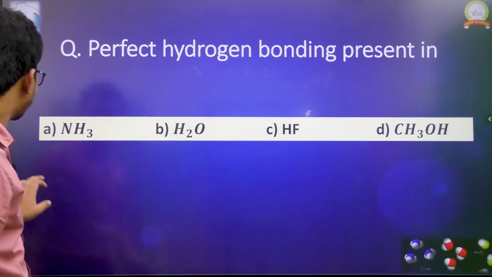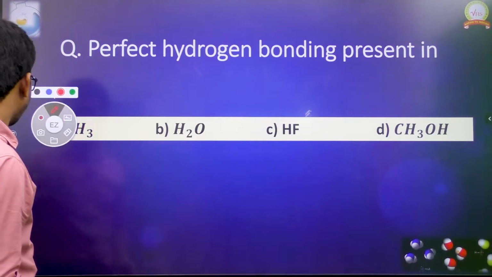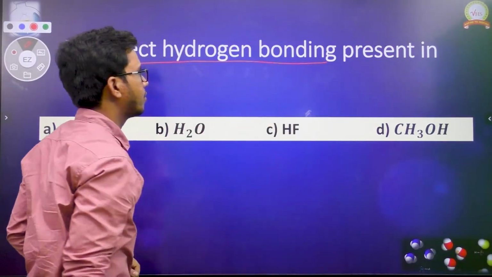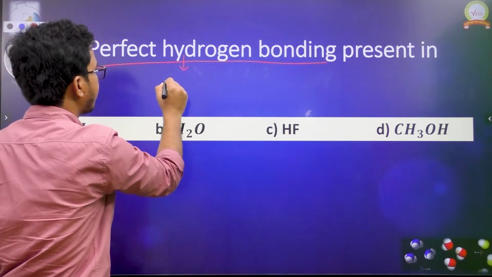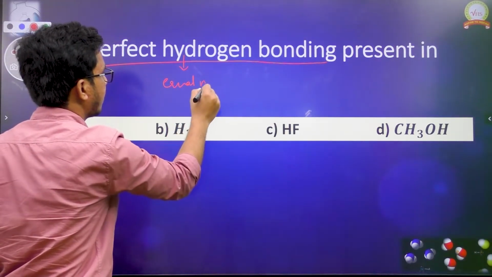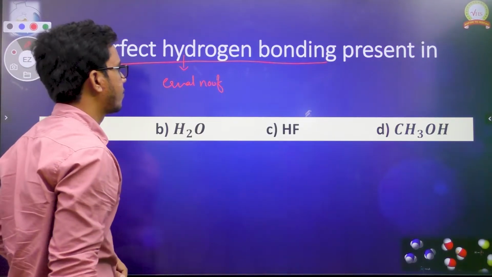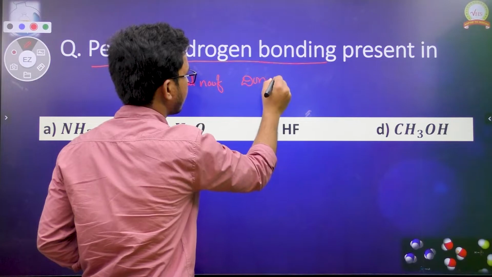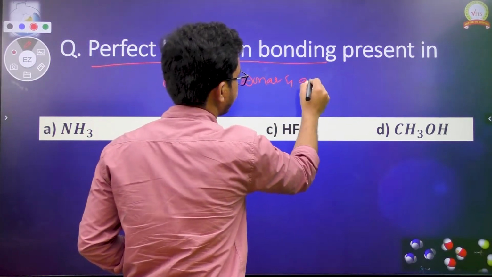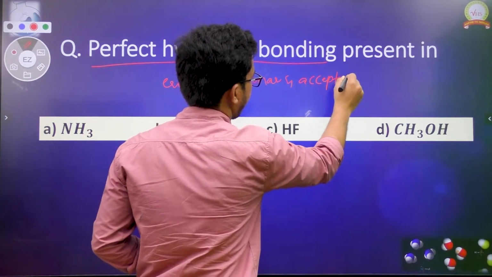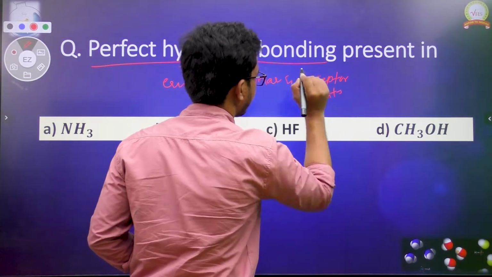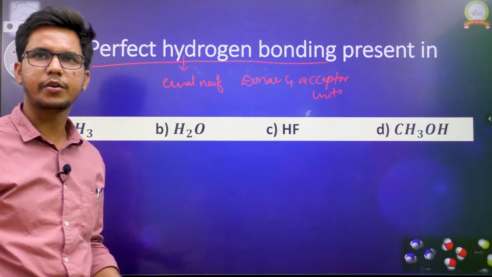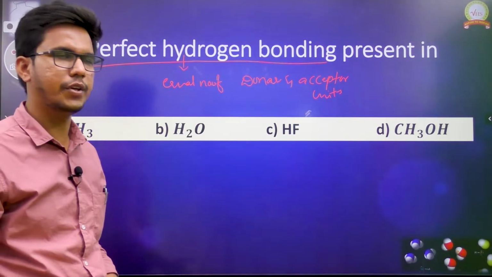You wouldn't have heard of this term, right? The perfect hydrogen bonding. The perfect hydrogen bonding means equal number of donor and acceptor units. We know donor units means hydrogen connected to the more electronegative atom. Acceptor units are nothing but the lone pairs on the electronegative atom. We know this one, right?